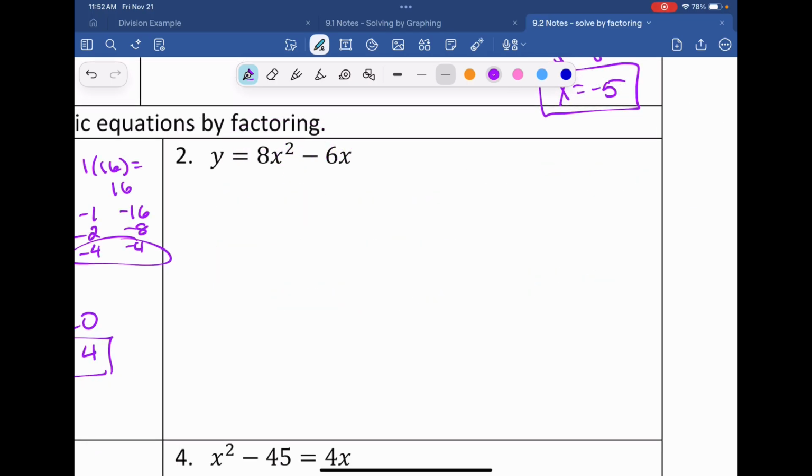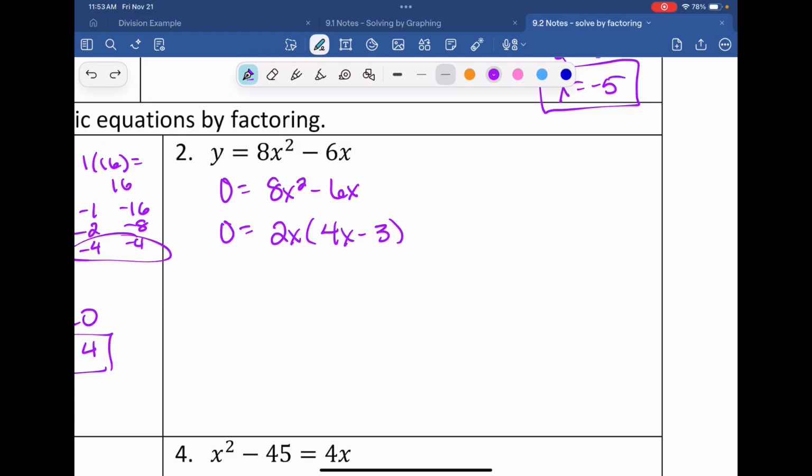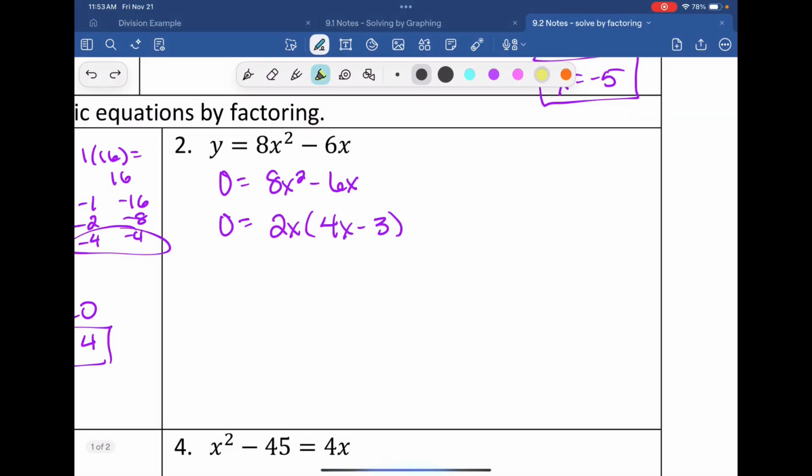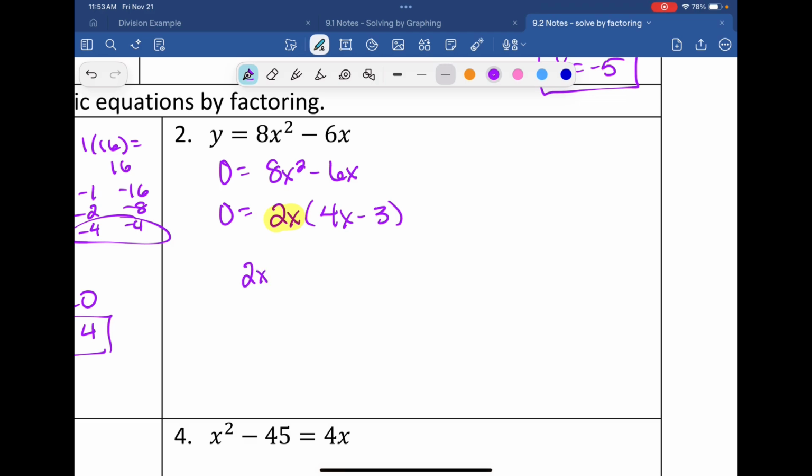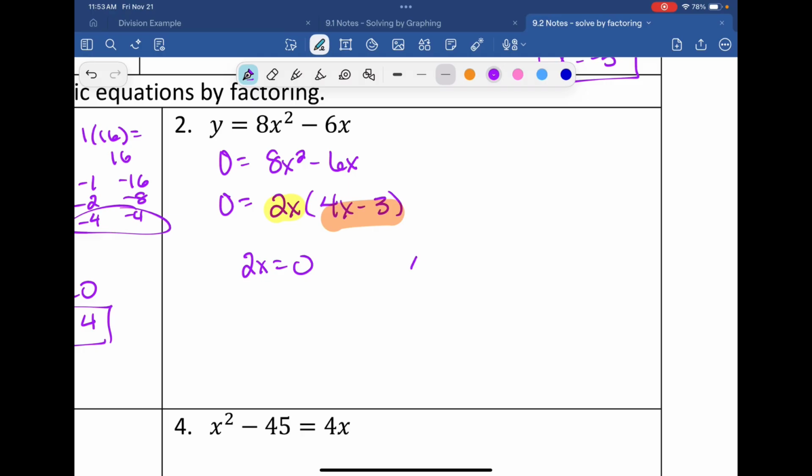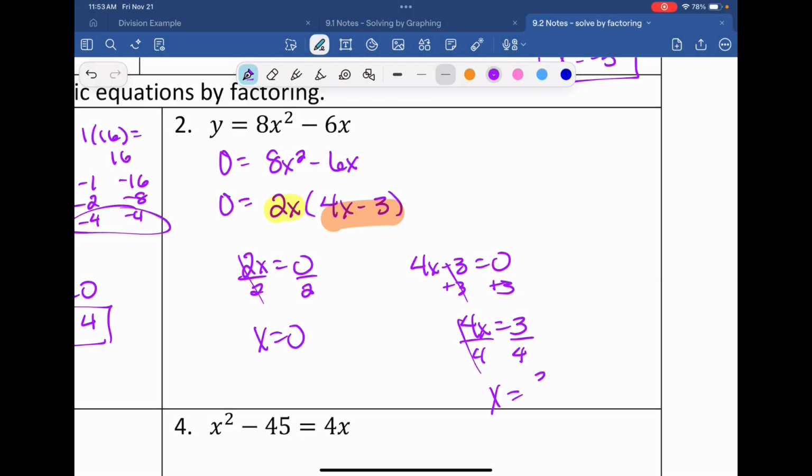All right, get the equation equals 0. Now this one does have a GCF. It looks like the GCF is 2x. And once I take that GCF out, I no longer have a quadratic right here. So I've actually done factoring, and we're going to set each of our factors equal to 0. 2x will equal 0. And 4x minus 3 will equal 0. So x is 0. We'll add 3. Divide by 4. So x equals 3/4.